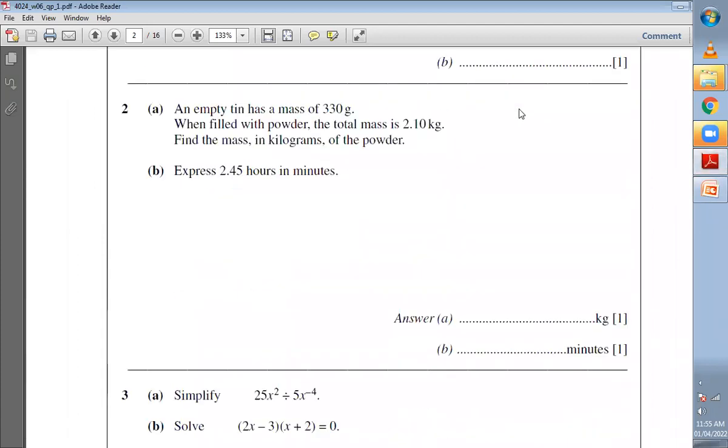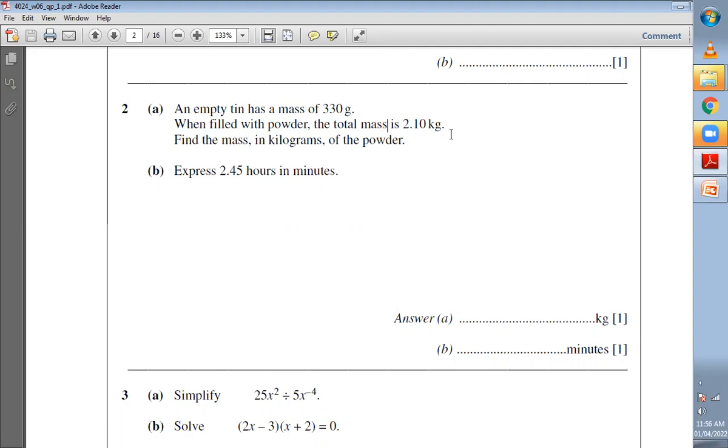Okay, so the next question coming up on your screen is question number 2. He says an empty tin has a mass of 330 gram. When filled with the powder, the total mass is 2.10 kg. Find the mass in kilograms of the powder. Very easily, I know the mass when it is full, so it's 2.10 kg, and the mass of the empty tin is 330 gram. If from this total mass you subtract the mass of the empty tin, you will get the mass of the powder. But there's a problem.